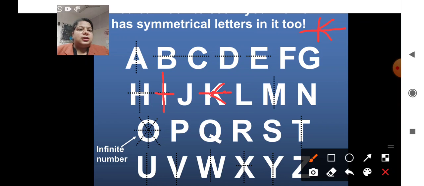Okay, then next, J was also not having any line of symmetry, L is not having any line of symmetry, M has a vertical line of symmetry which passes through the middle. N is not having any line of symmetry. Then the English alphabet O, it is the same as a circle, right? And so the English alphabet O has infinite lines of symmetry.